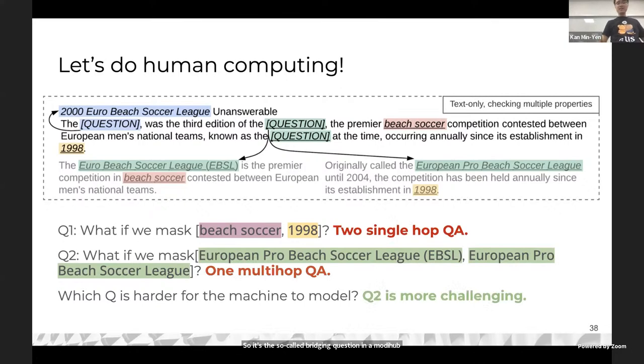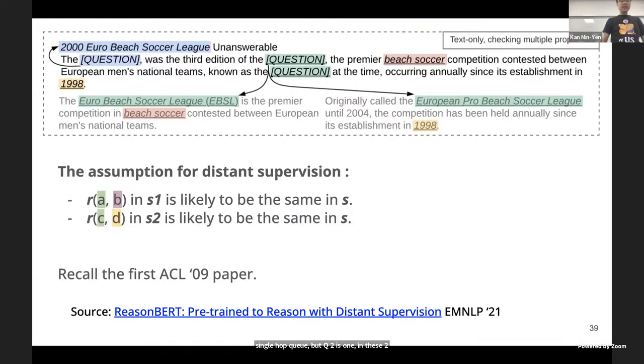So apparently the answer is that Q2 is more challenging because Q1 is two single-hop QA, but Q2 is one multi-hop QA. It needs to link things together.